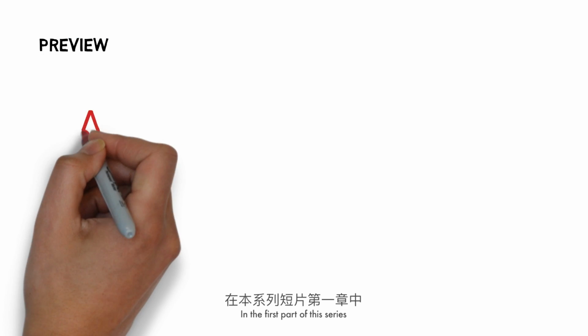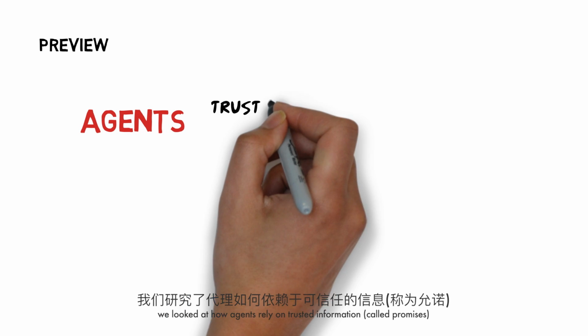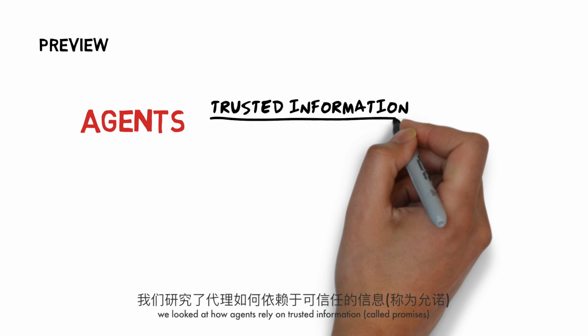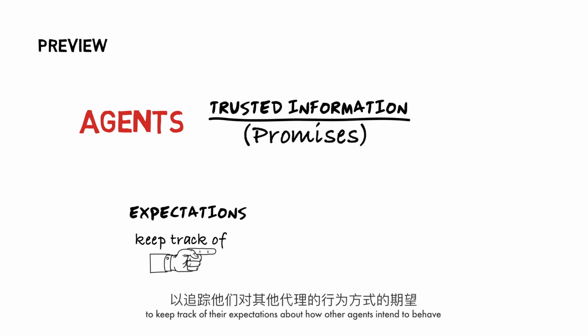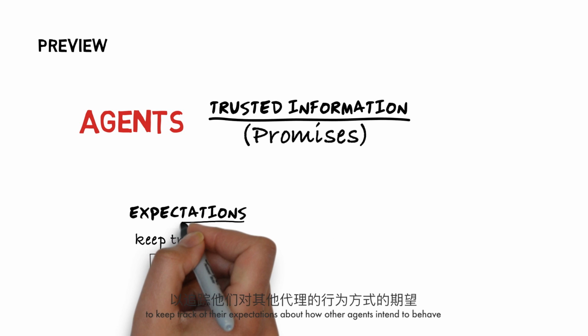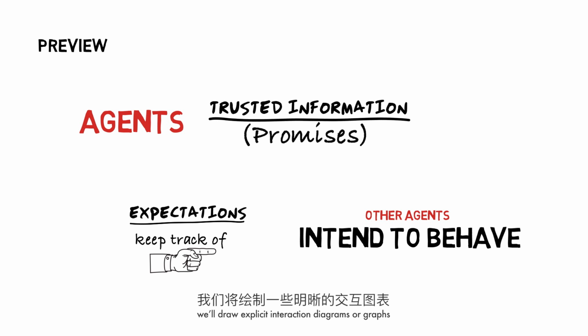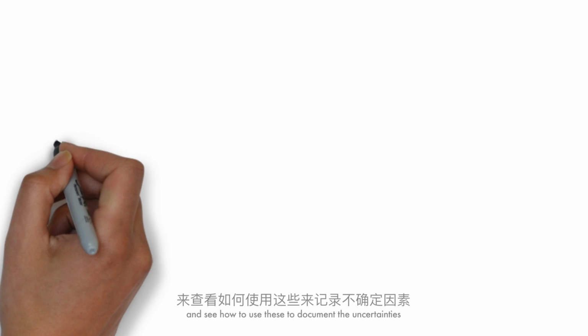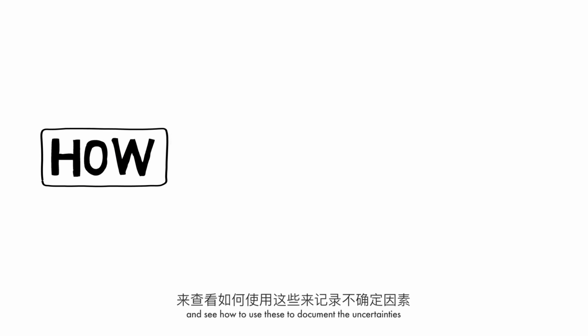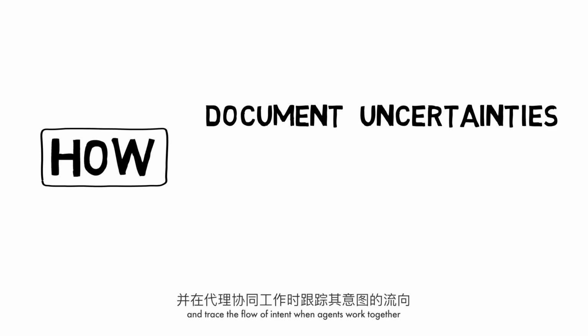In the first part of this series, we looked at how agents rely on trusted information called promises to keep track of their expectations about how other agents intend to behave. In the second part, we'll draw explicit interaction diagrams or graphs and see how to use these to document the uncertainties and trace the flow of intent when agents work together.